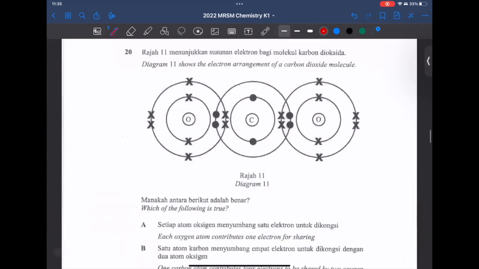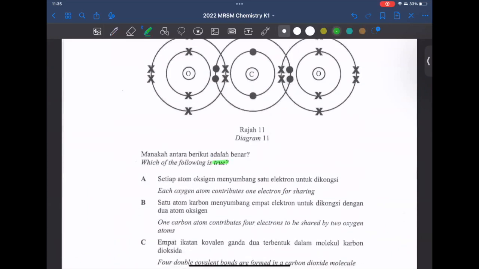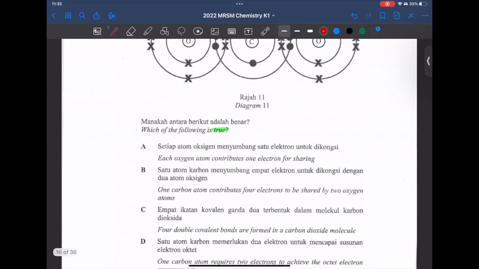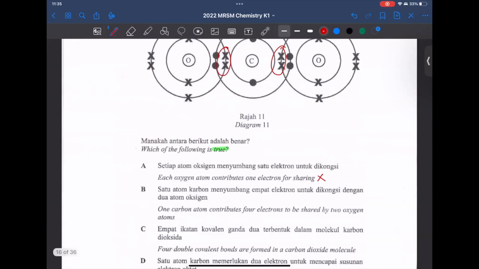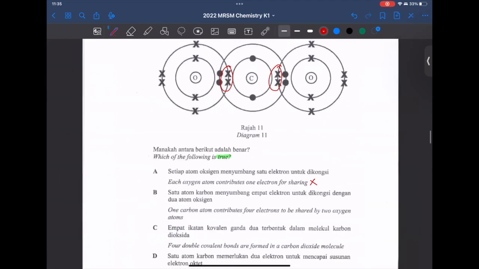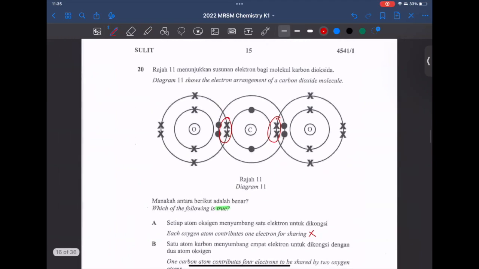20, diagram 11 shows the electron arrangement of carbon dioxide molecule. Which of the following properties is true? Let's take a look at A. Each oxygen atom contributes 1 electron for sharing. No, this is wrong. Why? You see here 2 electrons are being shared, right? 2 electrons from oxygen are being shared. 1 carbon contributes 4 electrons to be shared by 2 oxygen atoms. So this is referring to 2 electrons being shared on each side for carbon. So that is technically correct.